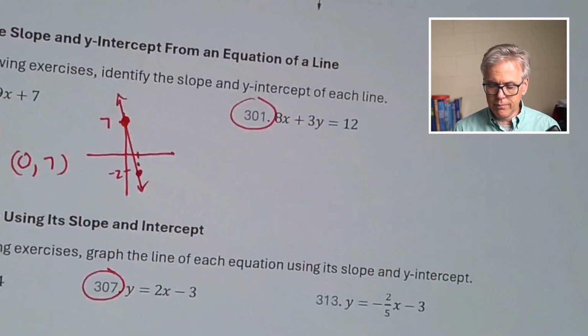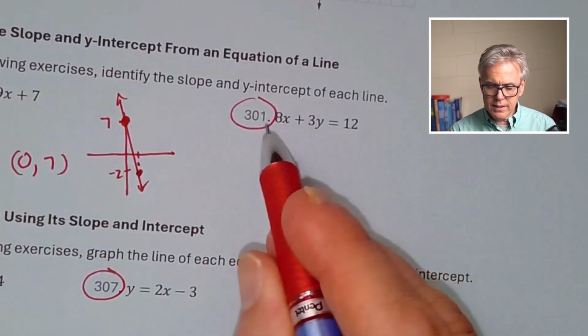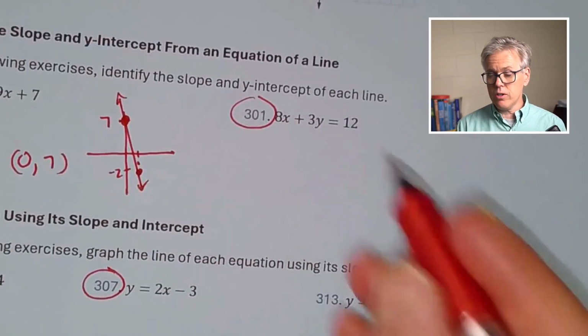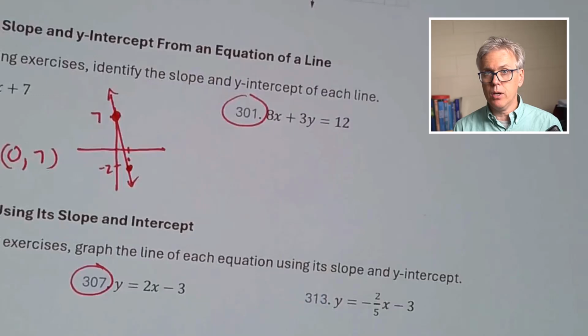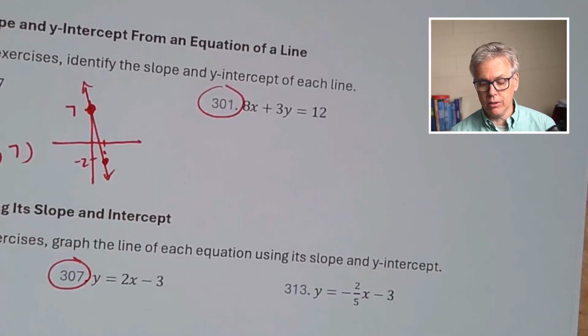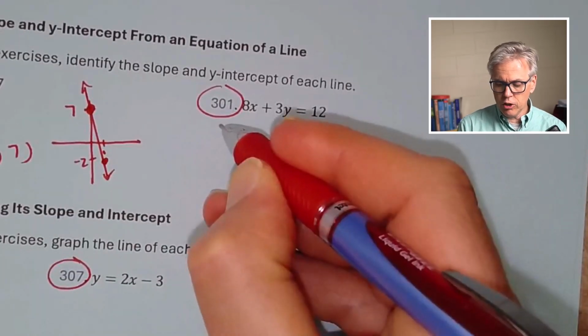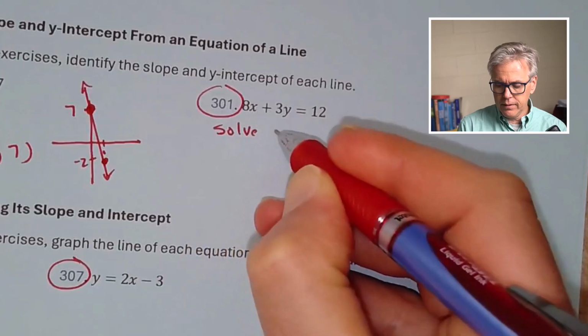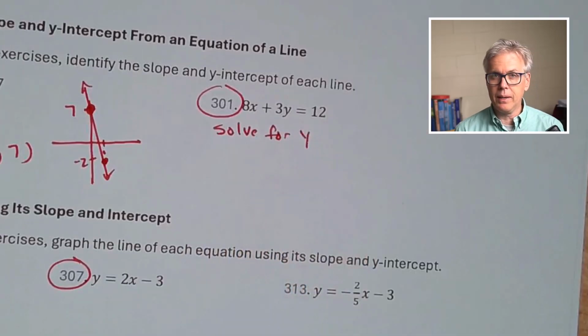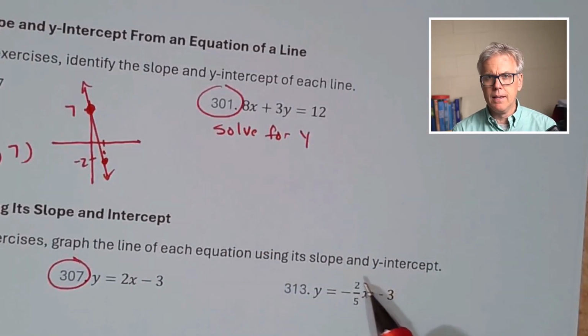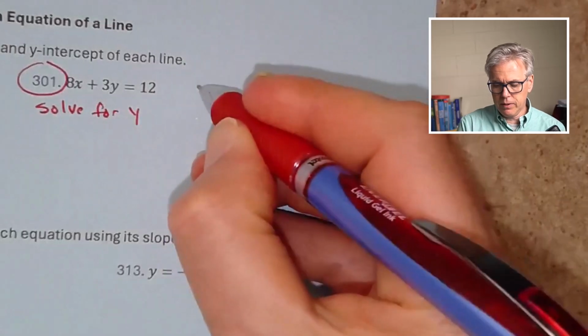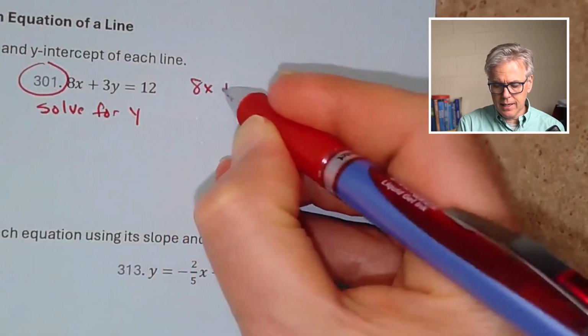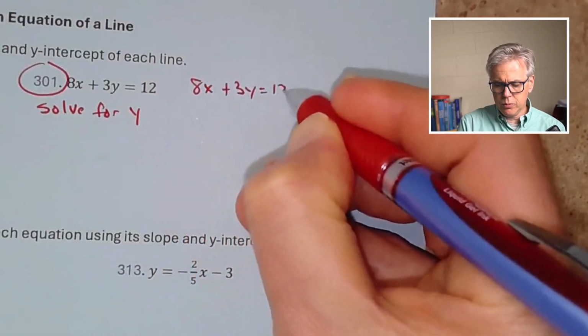Now what about number 301? What is the y-intercept and slope? A little harder to see in this format, but no worries. We spent an entire unit on solving equations. So we're going to solve this guy for y. If we can get this in y equals mx plus b form, then we'll be good. So let me pull back over here. Let me rewrite it. 8x plus 3y equals 12.